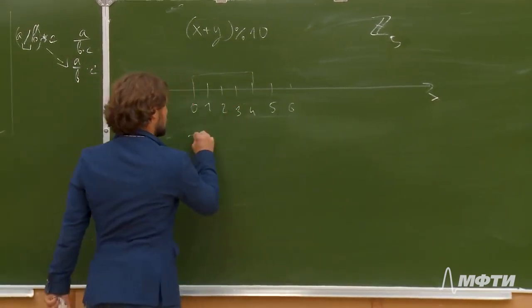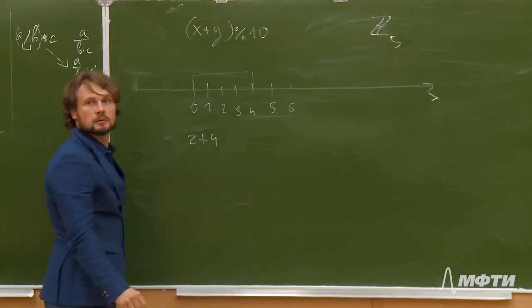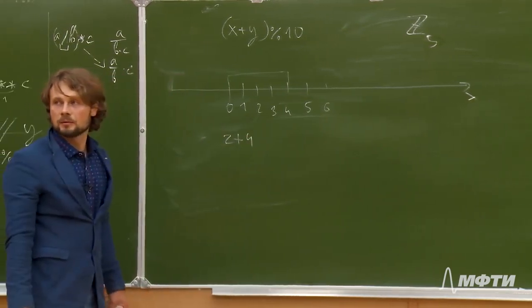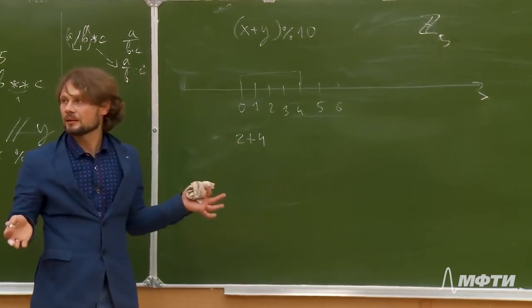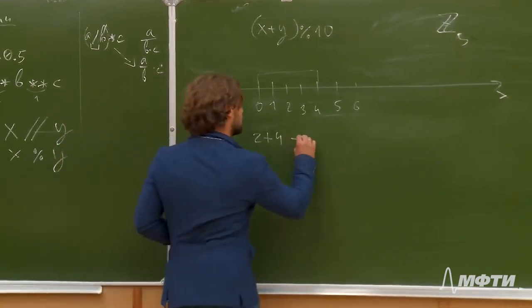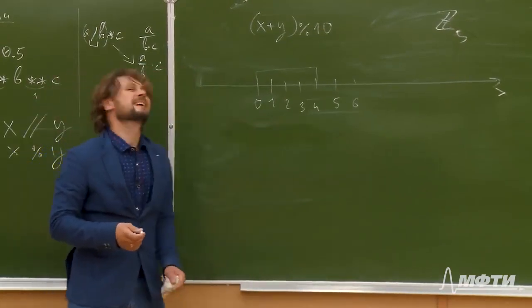That is, for example, we have 2 plus 4, yes, in this group. How much does it turn out? 6, yes? In this group, how much is 6? 6 modulo 5 is 1. So the result is 1.